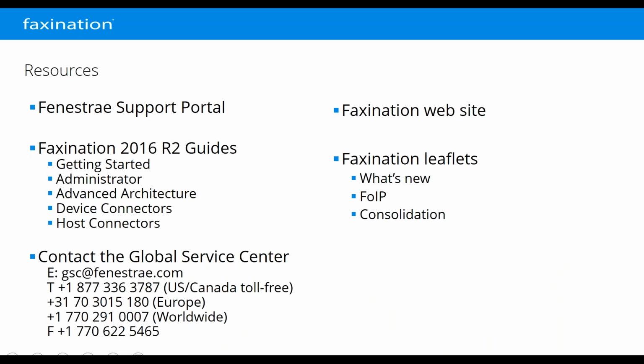So maybe also some advice tying into the last question is, where do you get your information? On the support portal, obviously, log in there. There's a resource center, and there the Faxination R2 guides. Everything has been updated. The getting started, administrator, different architecture connector guides. So that's something that you can use. Obviously, we also have the leaflets, but they may be not technical enough for you, but just to make you aware that there's a what's new, and the FoIP and consolidation leaflets are out there on the website.